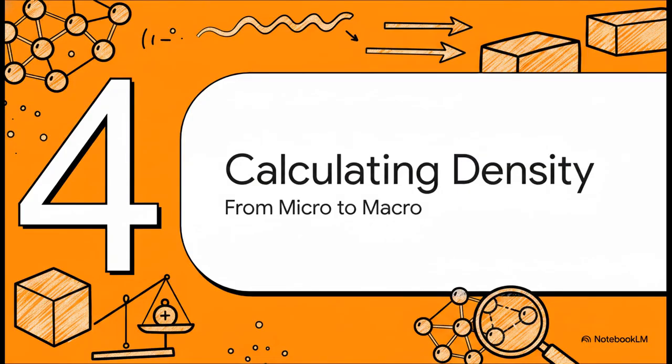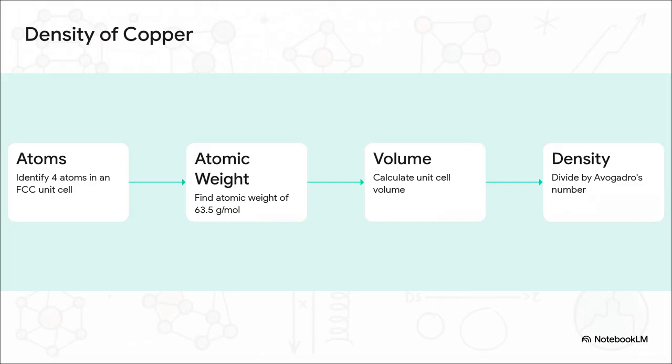Next up, Section 4, calculating metal density, from micro to macro. So we can actually use this microscopic geometry to predict something we can physically weigh and measure in the real macroscopic world. Let's calculate theoretical density, and we'll use pure copper as our test subject today. It's got that highly packed, face-centered cubic structure. Here is our quick 4-step recipe.